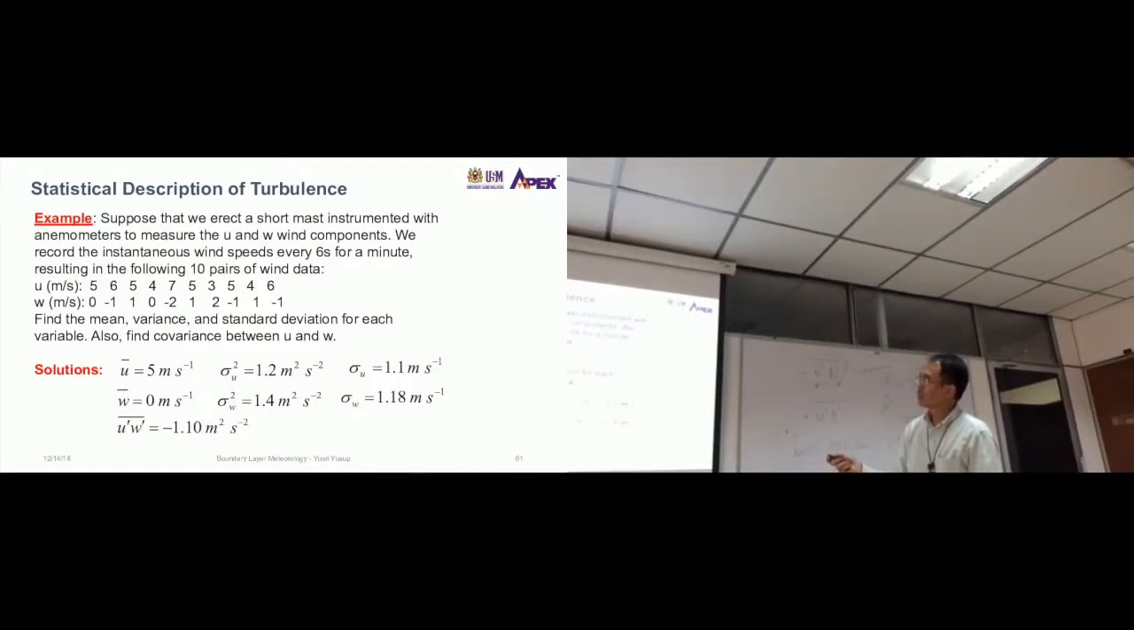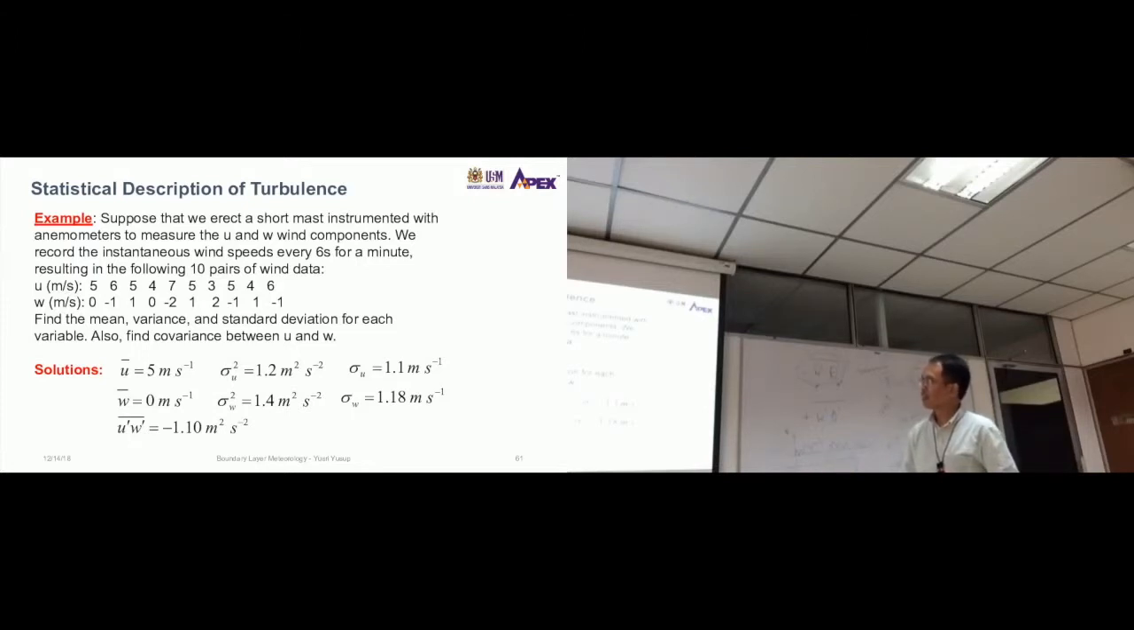Suppose that we erect a short mast instrumented with anemometers to measure the U and W components. We record the instantaneous wind speeds every 6 seconds. This is not exactly 10 Hertz, but it's higher than 1 minute. For about a minute, resulting in the following 10 pairs of data. So you have U and W. Notice the values here are larger. The values here are smaller, because vertical winds are usually not as large as the longitudinal wind.